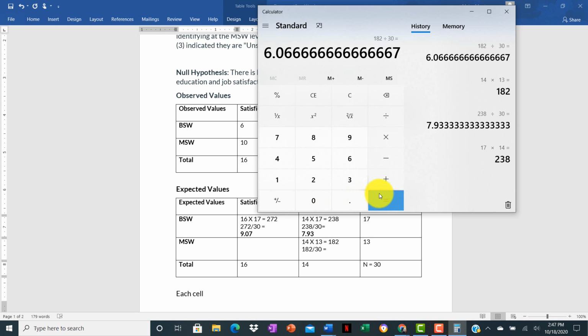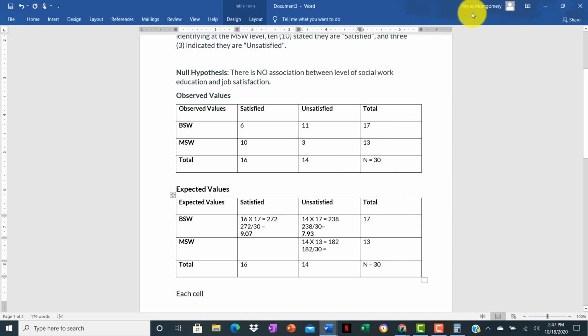Okay, 6.066666, or 6.07, okay? So we'll just say 6.07, and I'll just boldface this, okay? I'll boldface that for you, okay?